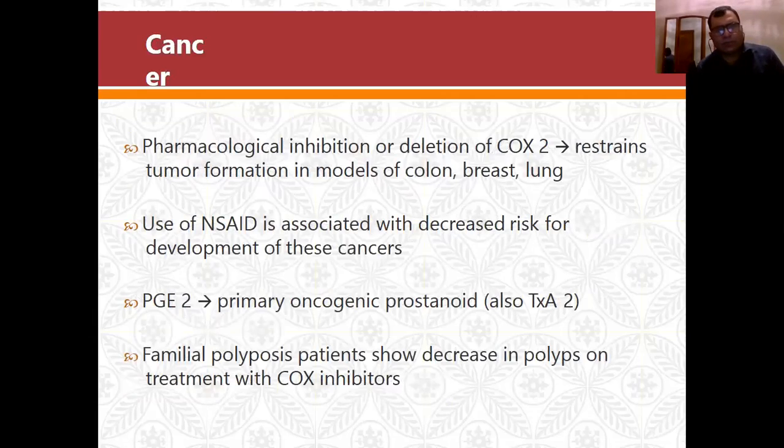Pharmacological inhibition or deletion of cyclooxygenase 2 restrains tumor formation in models of colon, breast, and lung cancer. Use of non-steroidal anti-inflammatory drugs is associated with decreased risk for development of these cancers. Prostaglandin E2 is the primary oncogenic prostanoid, also thromboxane A2. Familial polyposis patients show a decrease in polyps on treatment with cyclooxygenase inhibitors.